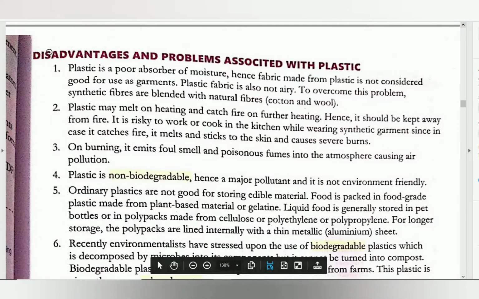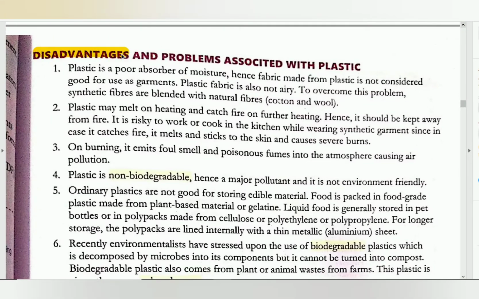Let's see the disadvantages, or we can say the problems associated with plastic. As we all know, plastics are poor absorbers of moisture. Hence, we do not prefer fabric which is made up of plastic. Alright. Plastic can melt on heating. So while cooking, it is very risky to wear plastic clothes, or we can say synthetic fiber clothes, as they catch fire easily and stick to our skin.